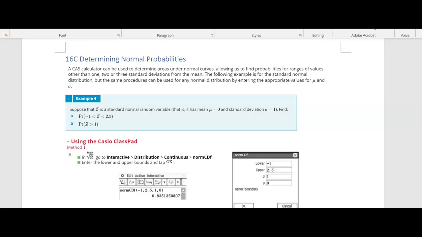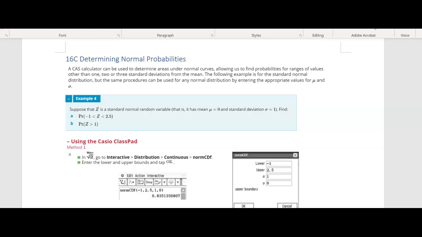Hi everyone, in this video we're going to go through 16C, determining normal probabilities. So in 16B we went through the 68, 95, 99.7% rule, and that's for 1, 2 and 3 standard deviations either side of the mean, but we can actually work out the other percentages. So we don't always have to look at just 1, 2 and 3 standard deviations. You can be any standard deviation from the mean. So this is what we're basically doing in 16C.